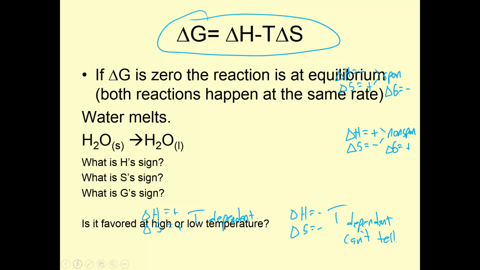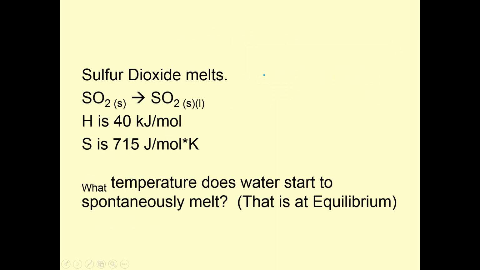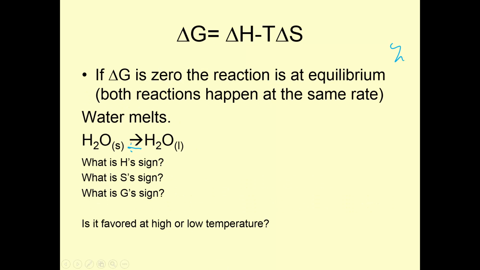If delta G is 0, the reaction is at equilibrium. Both reactions happen at the same rate. Water melts. So at equilibrium, water solid turns into water liquid. So this is an equilibrium reaction. Remember, water melts and freezes at the same temperature, right?